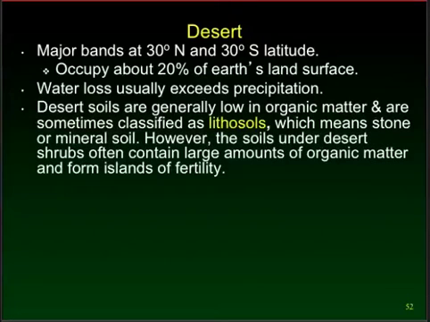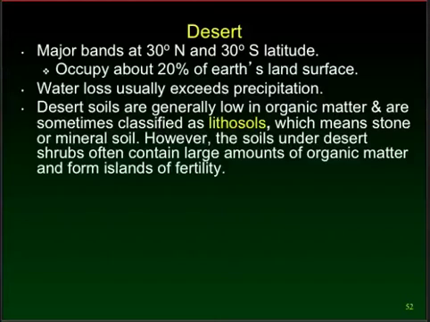Desert soils are usually low in organic matter because there's not a lot of plant growth in deserts, and are sometimes called lithosols, which means that stone or minerals predominate the soil makeup. However, the soils under certain desert shrubs may contain large amounts of organic matter, but these are few and far between.